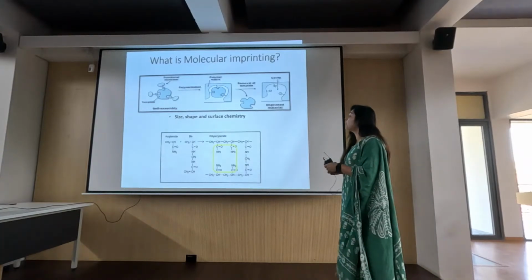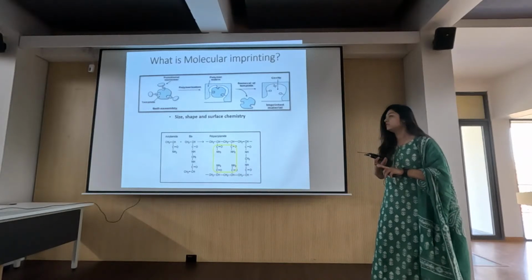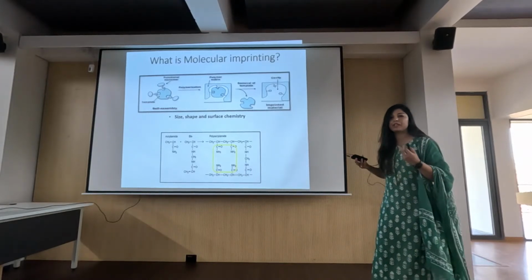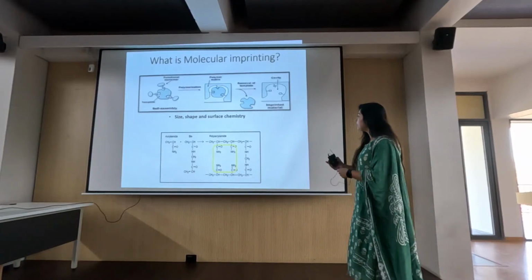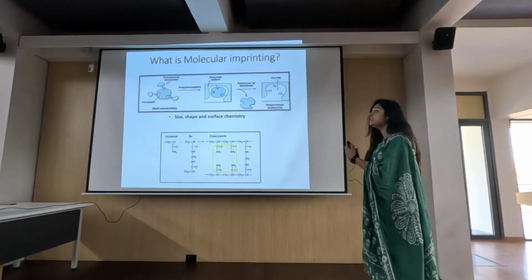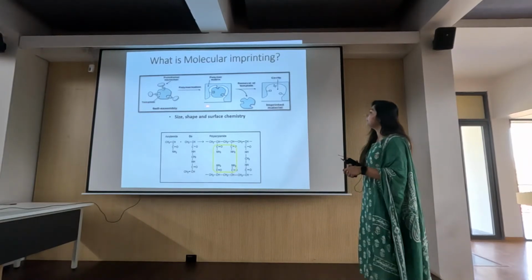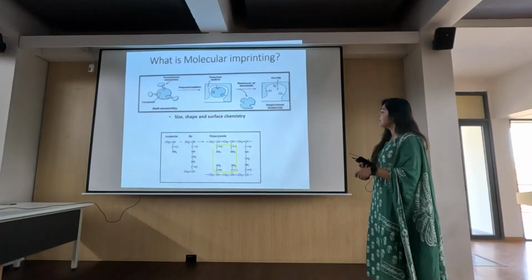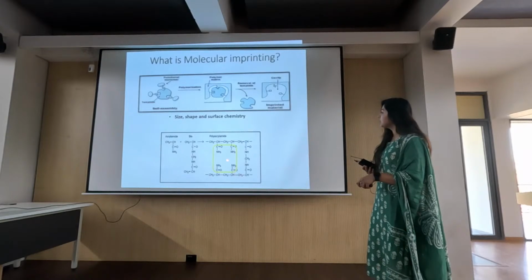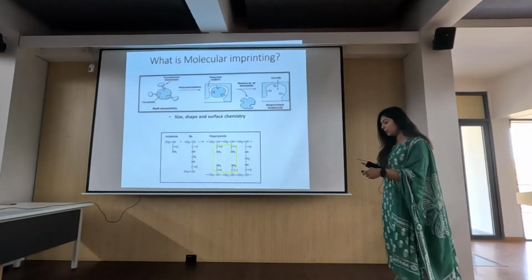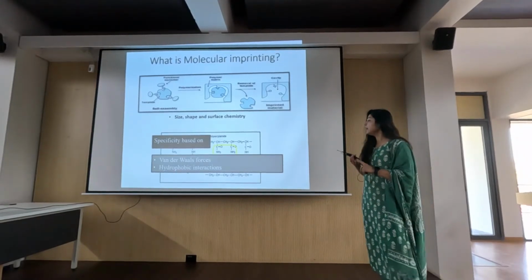We used polyacrylamide gel here because it's readily available and cost effective, right? And in any life science lab you can find polyacrylamide gel, right? So what is the basic chemistry over here, and why did we think that it would work? Because we thought that it would depend on the size, shape, and surface chemistry. Here you can see polyacrylamide has CONH2 groups, right? So it will have specificity based on van der Waals forces and hydrophobic interaction.